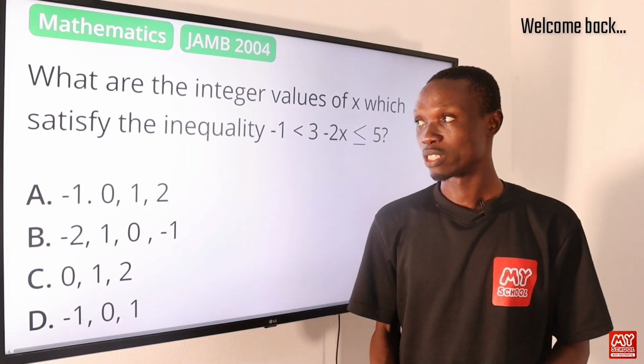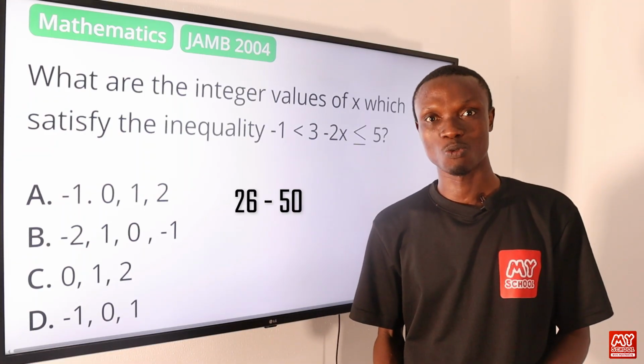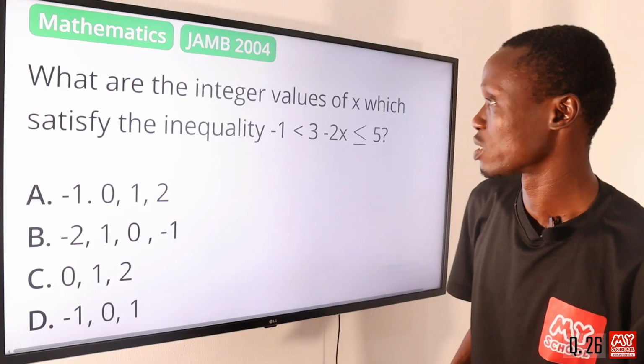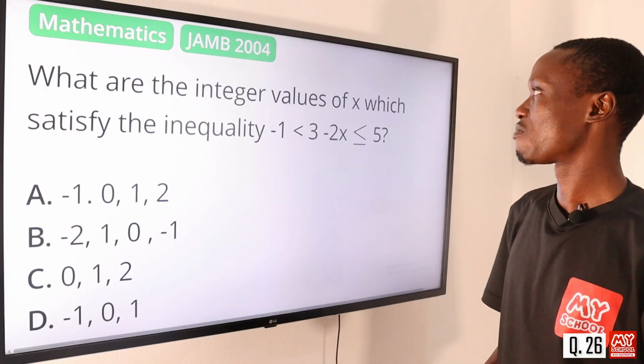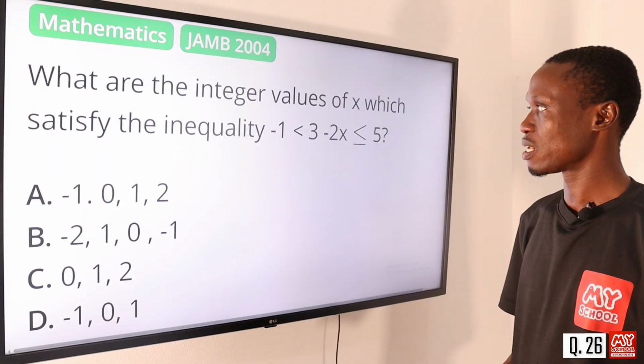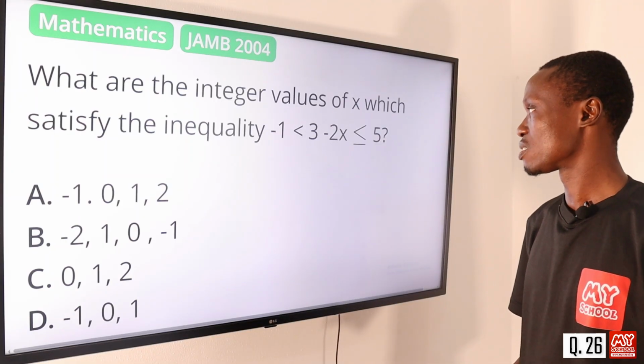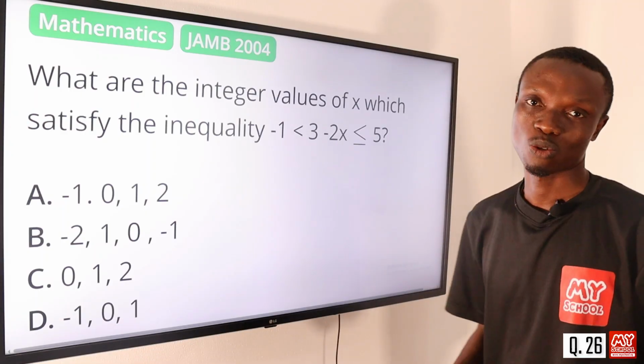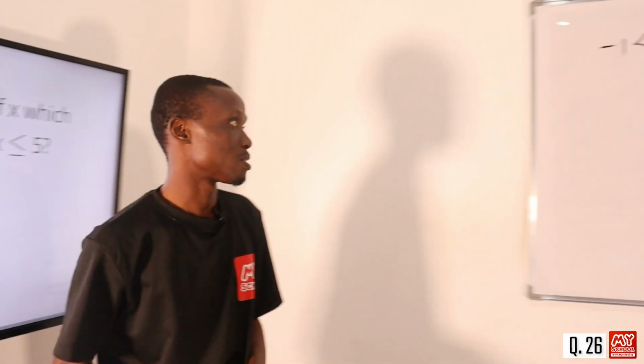In today's video, we shall be answering question 26 to 50. So let's begin with question 26. What are the integer values of s which satisfy the inequality minus 1 is less than 3 minus 2s is less than or equal to 5? So let's move over to the board to provide answer to this question.